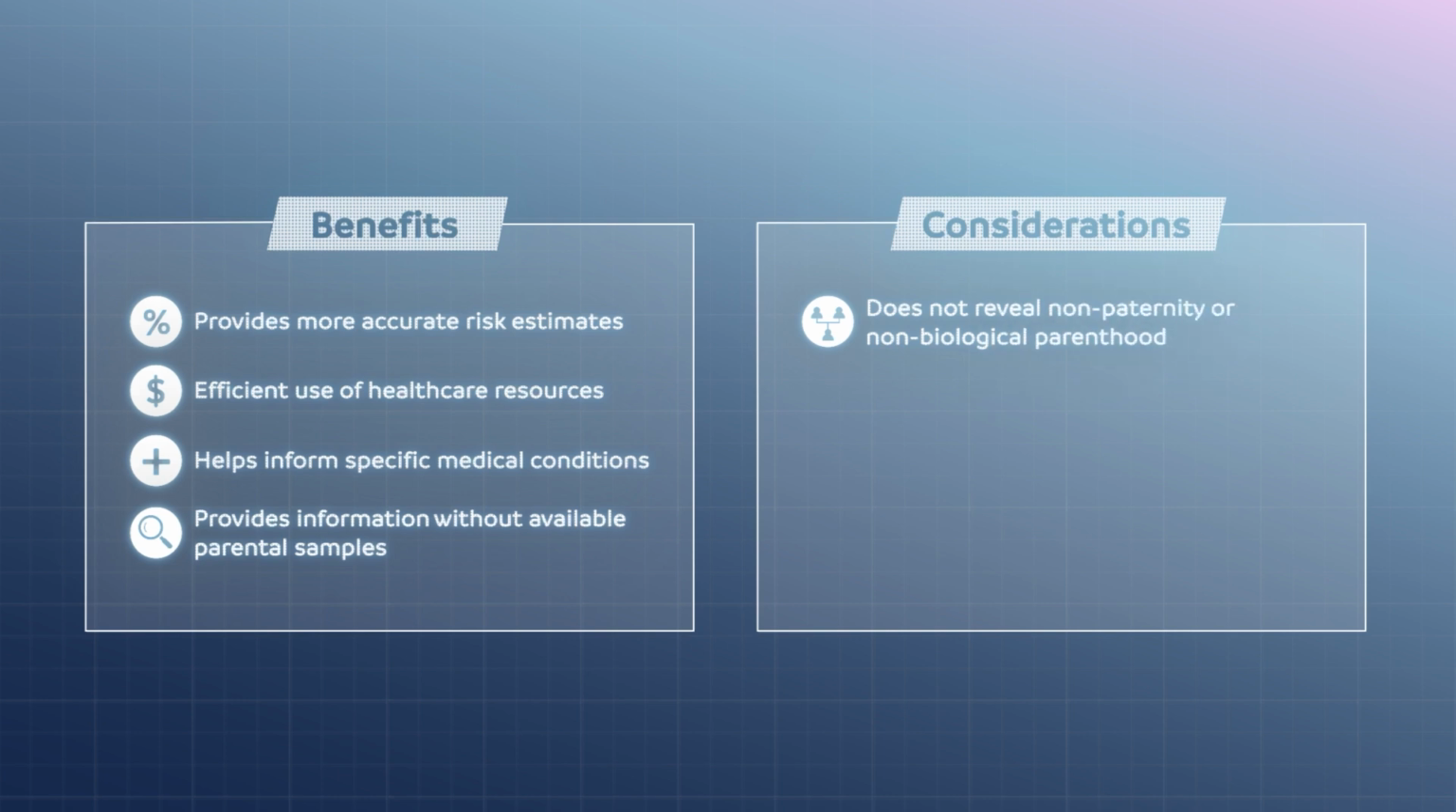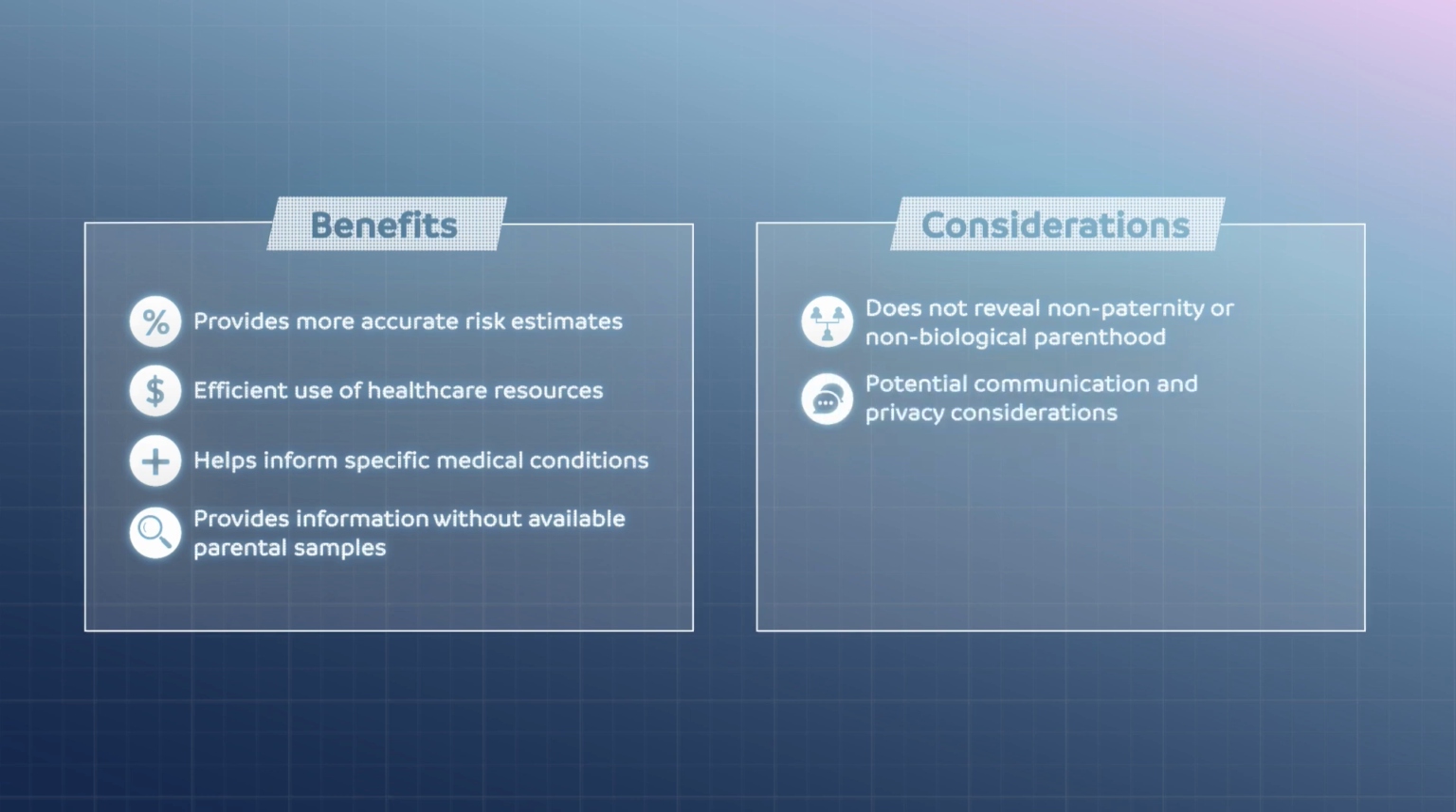It does not reveal non-paternity or non-biologic parenthood. It simply predicts whether a variant lies on the maternal or paternal haplotype. Confirmatory parental testing is still required to determine actual carrier status, just as in other trio-based analyses.